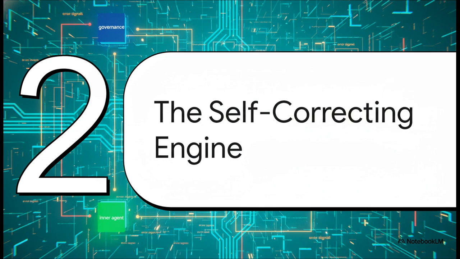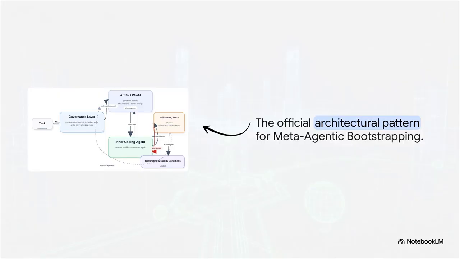So you've got the architect, the scaffold, and the master craftsperson, the inner agent. How do they actually work together? Well, this is where it gets really cool. Together, they form this incredibly powerful, self-correcting engine. Let's take a look at exactly how that engine runs. And this diagram just illustrates the whole thing perfectly. You can see the user's task comes in at the top, into that governance layer, which then sets up the entire artifact world. The inner coding agent down below gets to work, but, and this is the crucial part, everything it creates is constantly being checked by validators and tests. Any little failure sends an error signal right back to the agent so it can fix it.